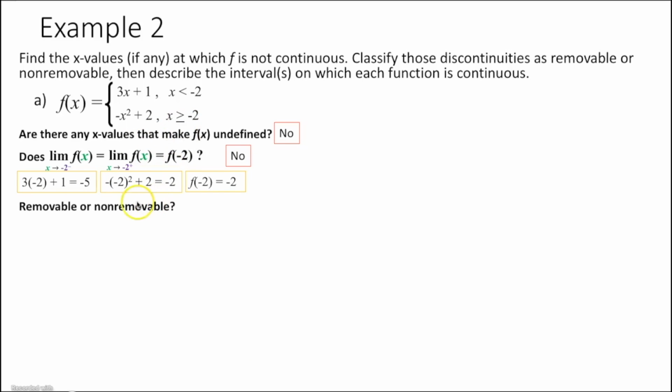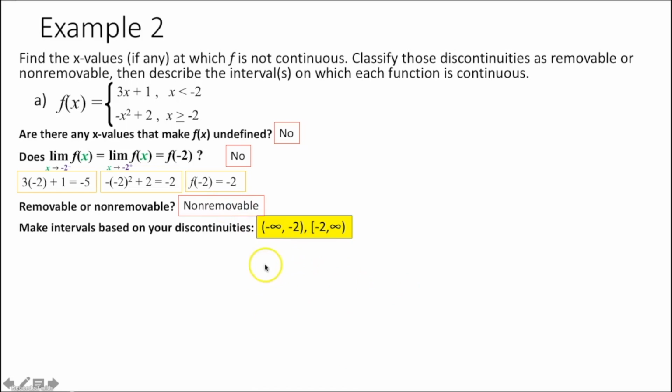So what do we say? Is that removable or non-removable? A jump discontinuity is non-removable, and we can then write our intervals based on that non-removable discontinuity. We say that the function is continuous from -infinity to -2, and then at x is equal to -2, we're going to have a jump discontinuity, and then the function is continuous from -2 to infinity.